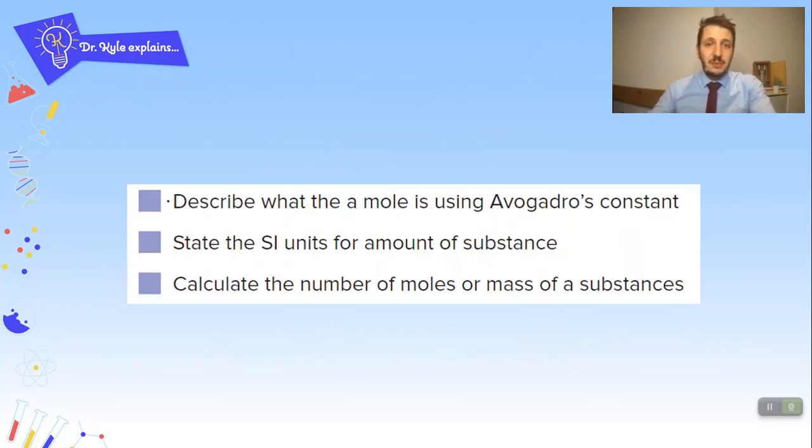Okay, so today then we've described what a mole is using Avogadro's constant, we've stated the SI units, and we've calculated the number of moles or masses of substance.